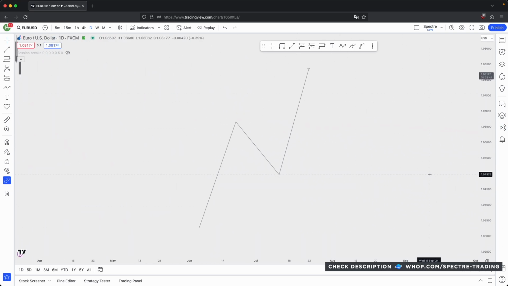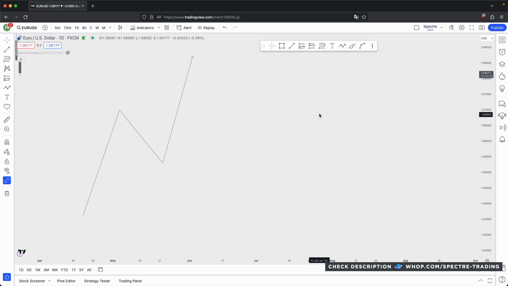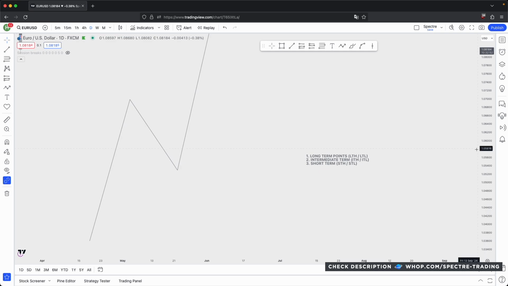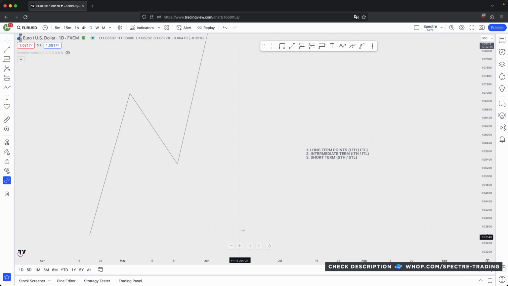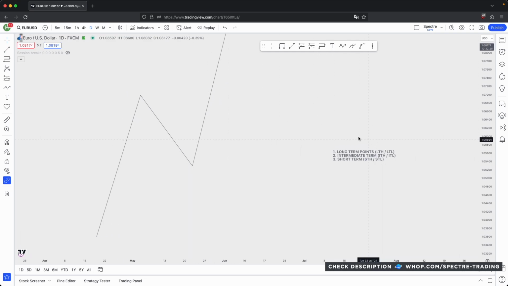So going back to this graph, depending on where your swing points form, they will determine one of the 3 types of swing points, like so. So they are the 3 types of swing points in your advanced market structure. Now let's go over your long-term points. So long-term points occur on the higher time frame, right?